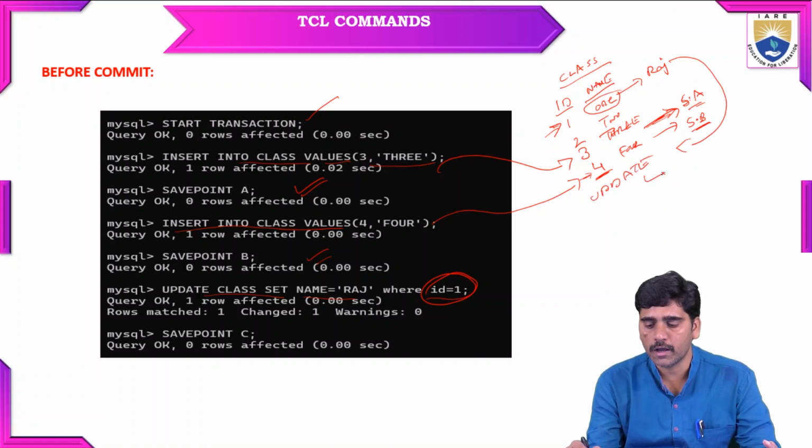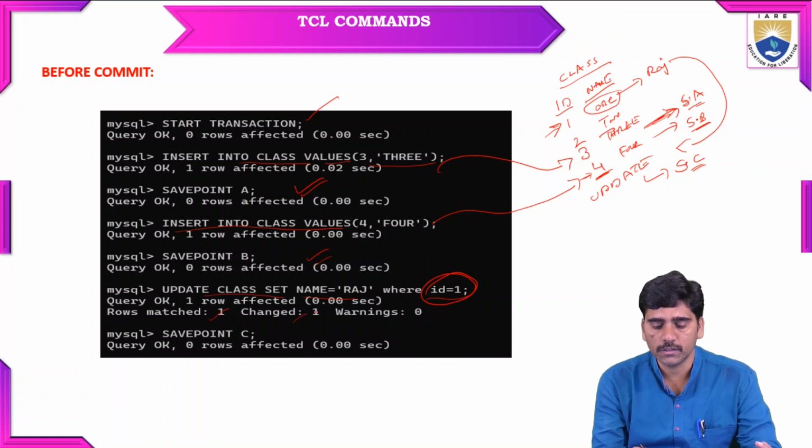So here the update operation is performed. For this update, I am creating save point C. So now rows matched: 1, changed: 0. For this I am creating save point C.